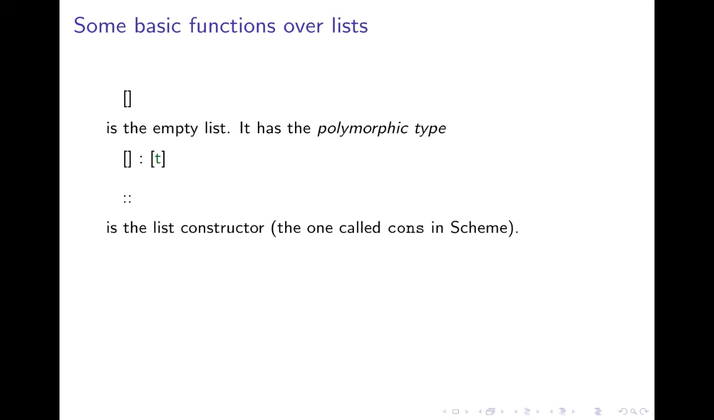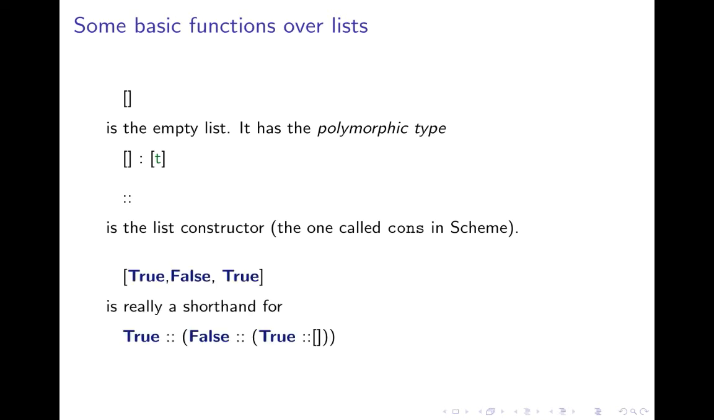How can we build lists? Well, there is a list constructor. It's colon colon. From Scheme, you know the similar constructor called cons. This is cons in Haskell, if you will. And you can build any list from the empty list and conses. So true, comma false, comma true is just a shorthand for true, cons onto false, cons onto true, cons onto the empty list. And this also tells us how we should deal with pattern matching in Haskell.